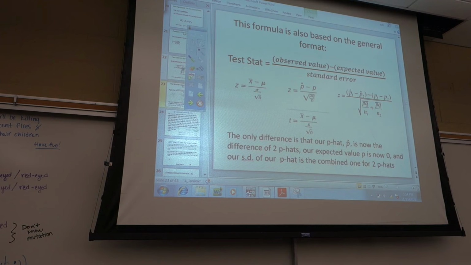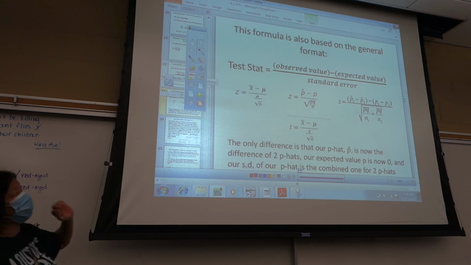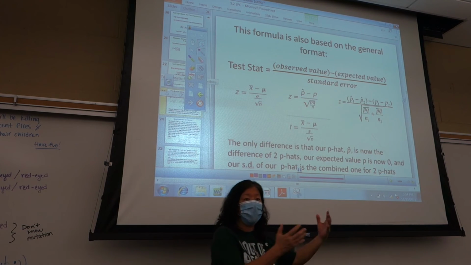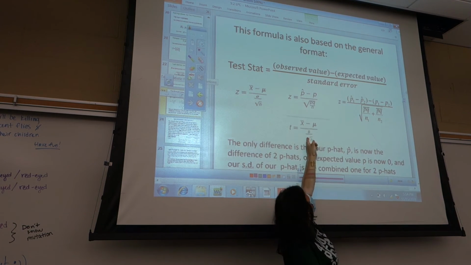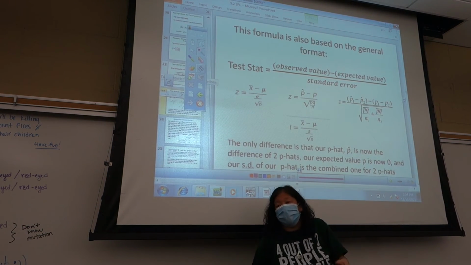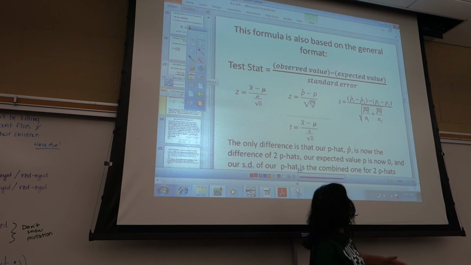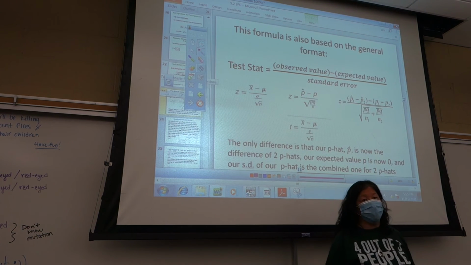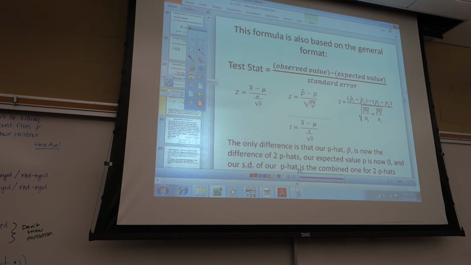I do want to point one thing out, which is that this formula we're doing is based upon the general form of all the other z-scores, right? You take your observed value minus your expected value divided by the standard deviation. So all of them are really just that. This is the same thing. My observed value, the observed difference, is p hat 1 minus p hat 2, minus the expected value, which is a difference of 0, divided by the standard deviation.